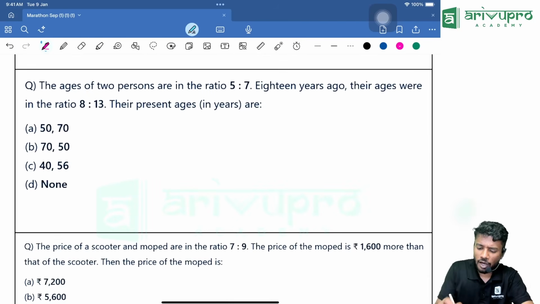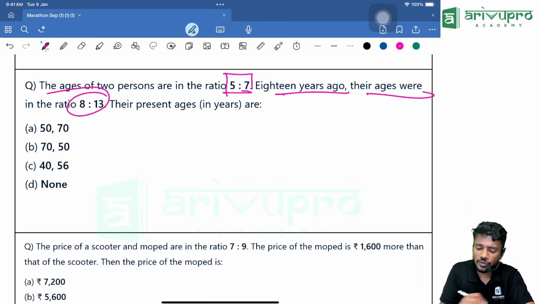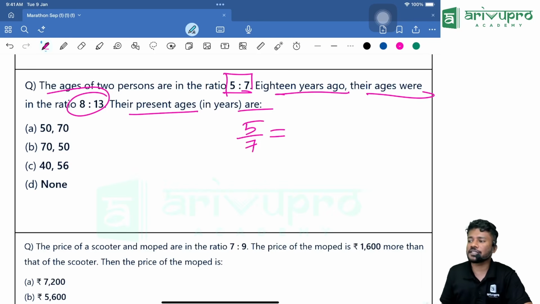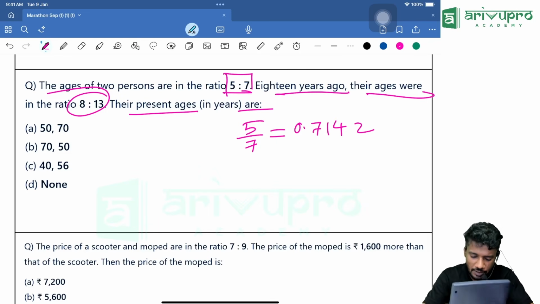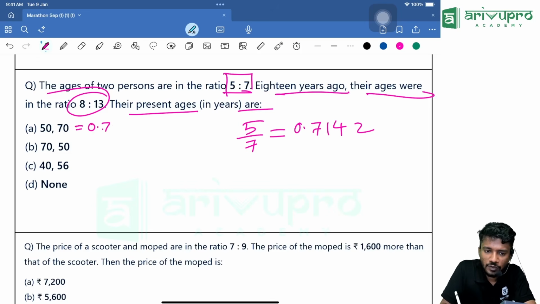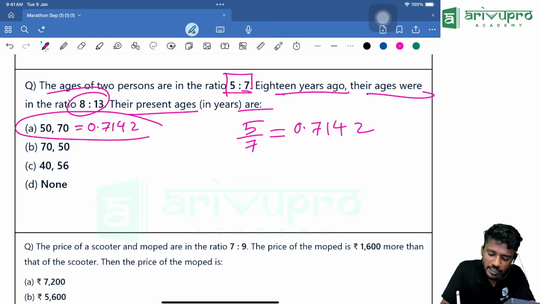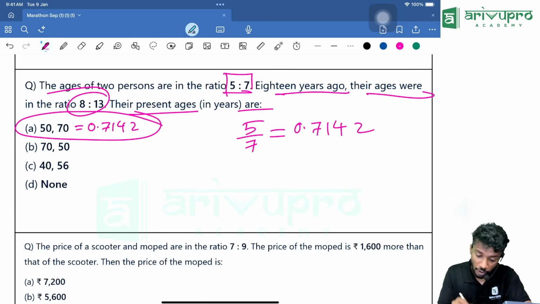The ages of two persons are in the ratio 5:7. 18 years ago, their ages were in the ratio 8:13. The present ages are how much is the question. First find 5 by 7. 5 divided by 7 is 0.7142. Now, which options are giving that? 50 divided by 70 is 0.7142. Any other option giving that? The third option is also giving.